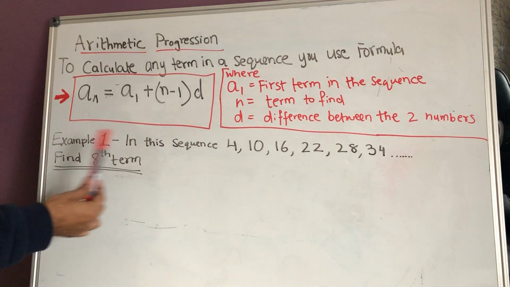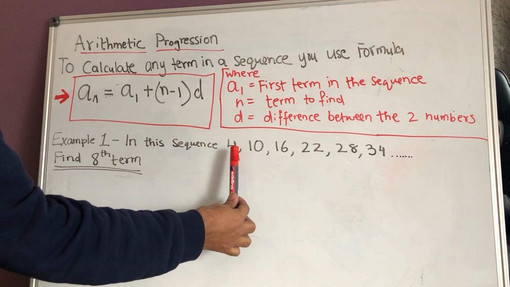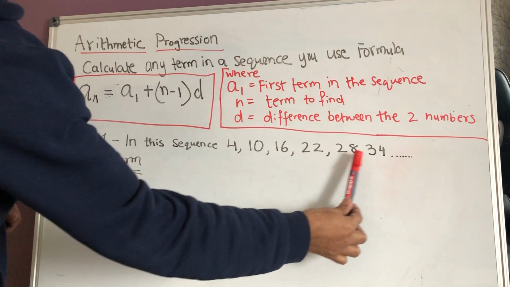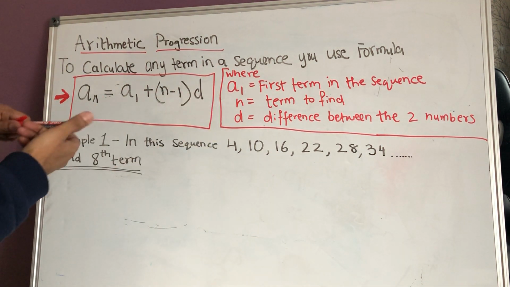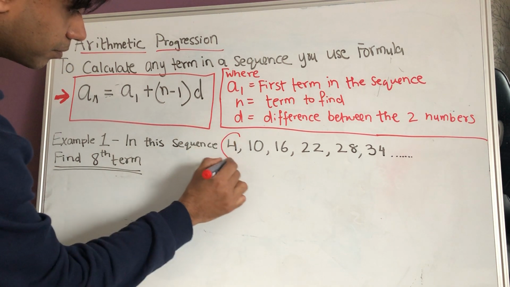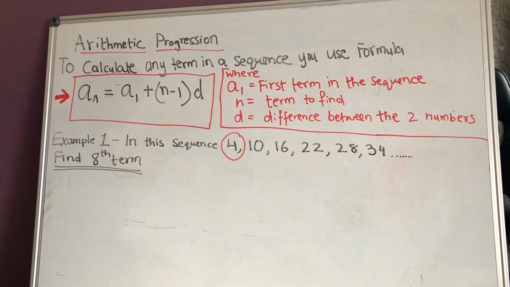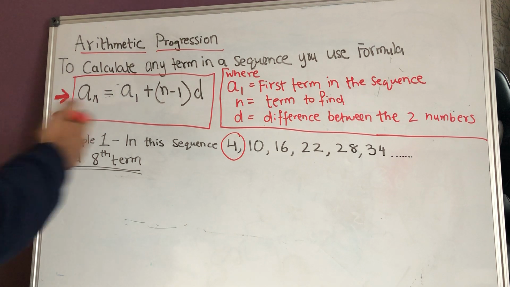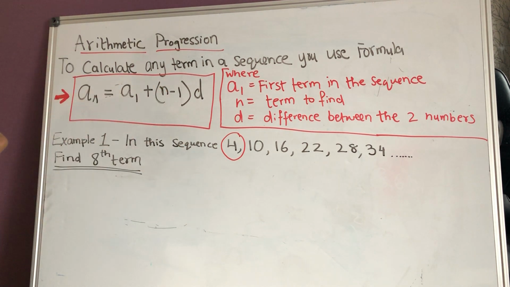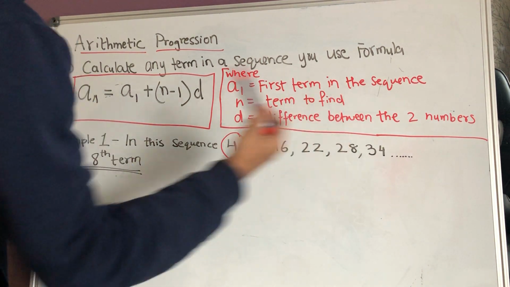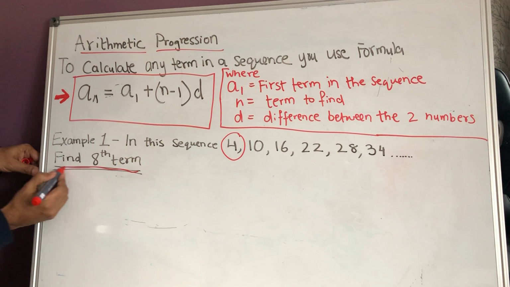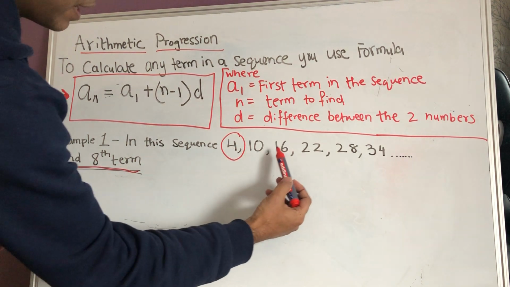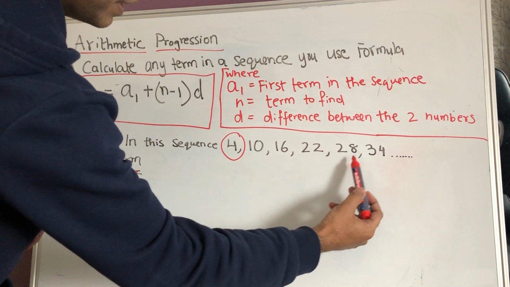So if we have, for example, this sequence: 4, 10, 16, 22, 28, 34, a1 is basically our 4 over here. Is that clear? n, let's come back to the n. n is the term we are finding. So in this instance, we're going to find the 8th term in this particular sequence, 4, 10, 16, 22, 28, 34.